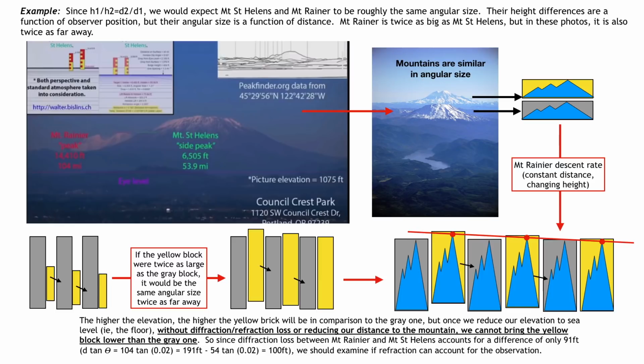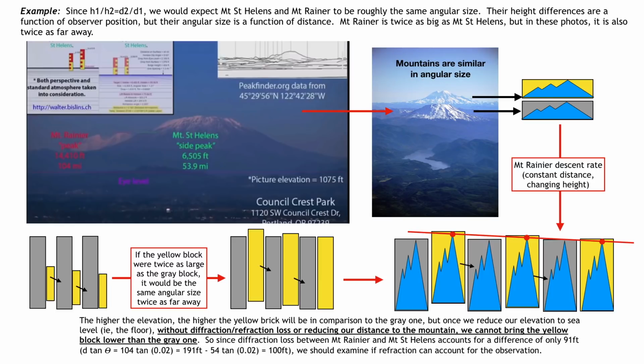In other words, how big or how tall Mount Rainier is in comparison to Mount St. Helens is a function of a couple things. One is the distance away from the observer, and another is the observer position relative to the mountains. So if I get higher up, I'm going to be seeing much more of Mount Rainier, and Mount St. Helens is going to kind of shrink down. That's just, again, a function of perspective.